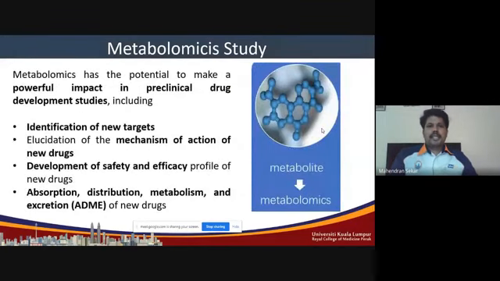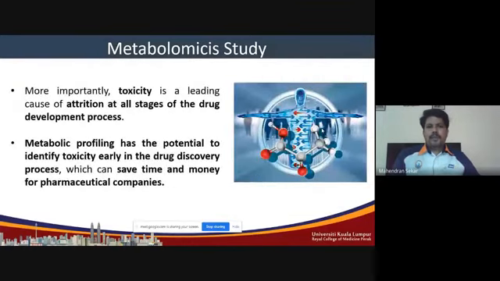Metabolomics has the potential to make a powerful impact in preclinical drug development studies, including identification of new targets, elucidation of the mechanism of action of new drugs, and development of the safety and efficacy profile. We can also predict the ADME, absorption, distribution, metabolism, and excretion of new drugs. More importantly, toxicity is a leading cause of attrition at all stages of the drug development process. So metabolic profiling has the potential to identify toxicity early in the drug discovery process, which can save time and money for pharmaceutical companies.